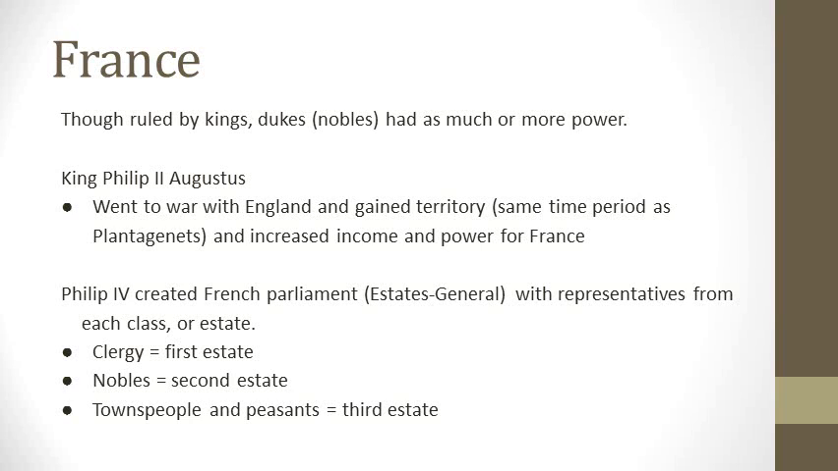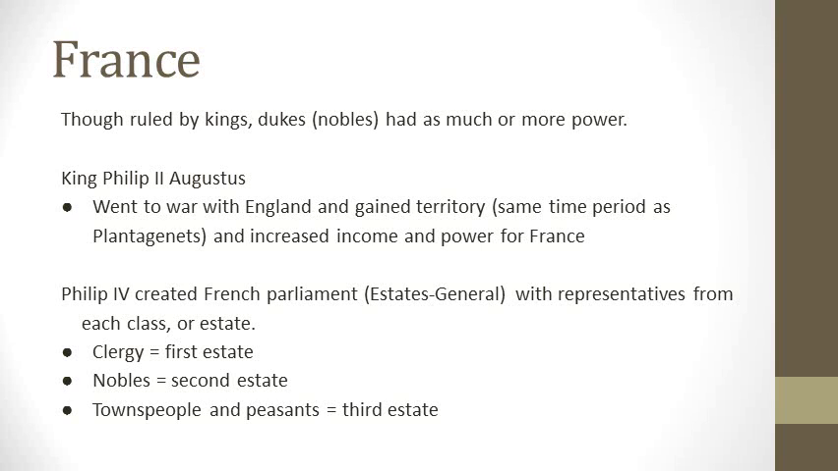We'll look at two kings in particular. King Philip II Augustus went to war with England to gain territory, and at the same time, he's increasing the income and power for France. And then Philip IV created French Parliament, which is called the Estates General. And he also has representatives from each of the classes or estates in France.